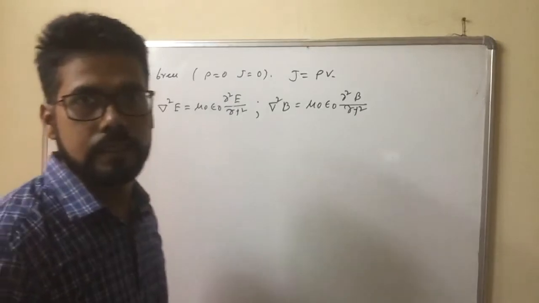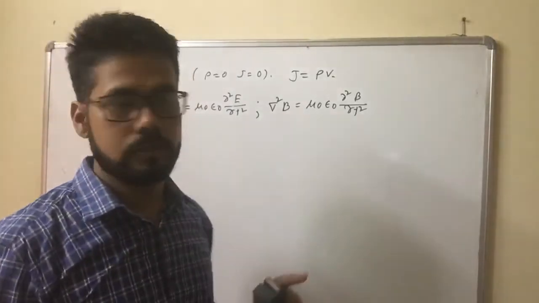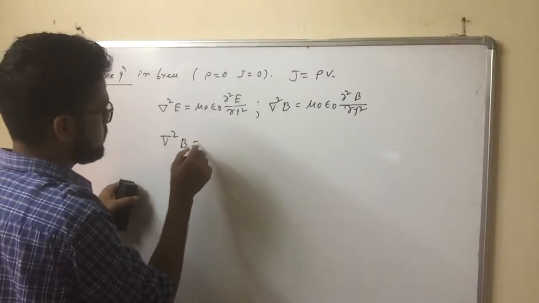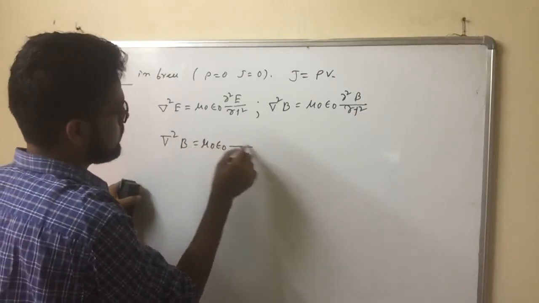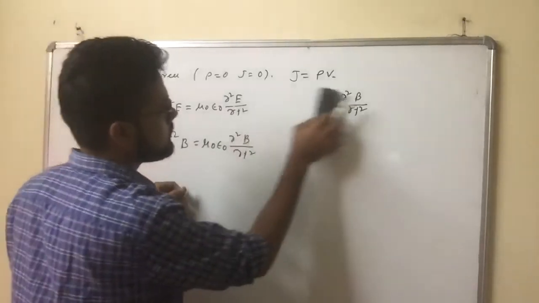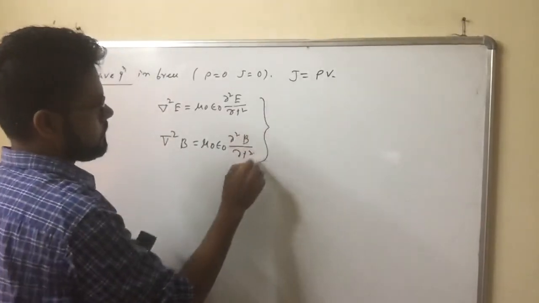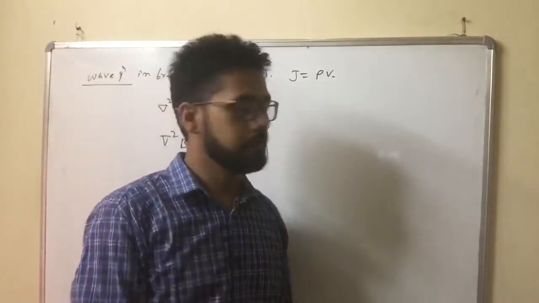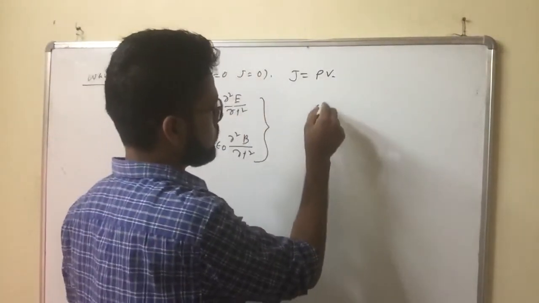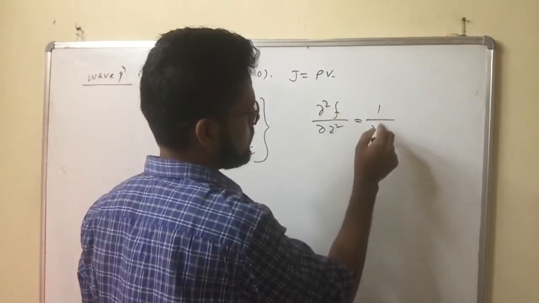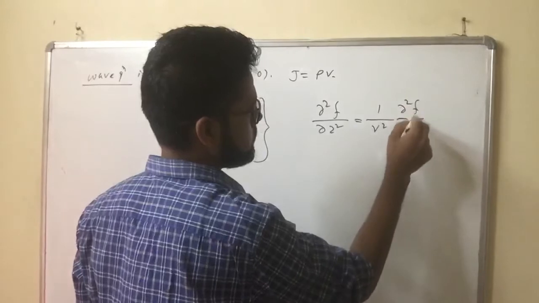Now this is the wave equation. I am writing it here so that it will be easy: mu naught epsilon naught del square B by del t square. This is the wave equation in free space. Now I have already told you at the initial time what the classical wave equation is. This is the classical wave equation, right?